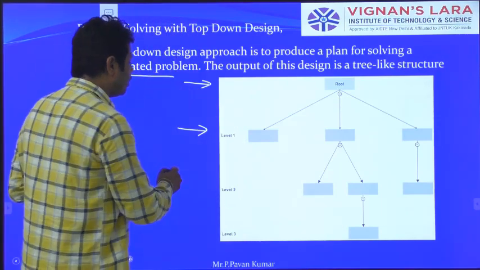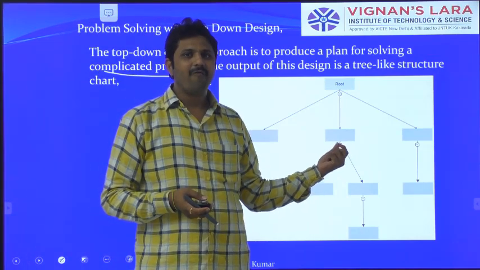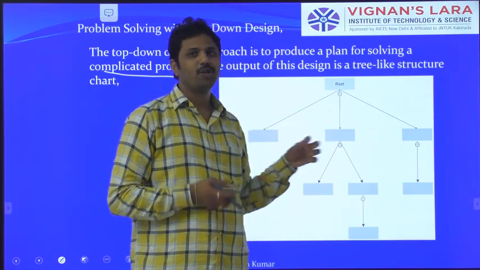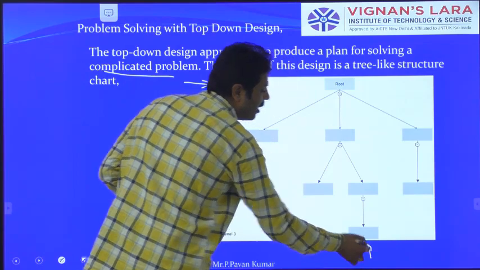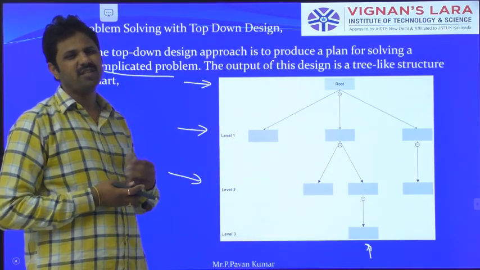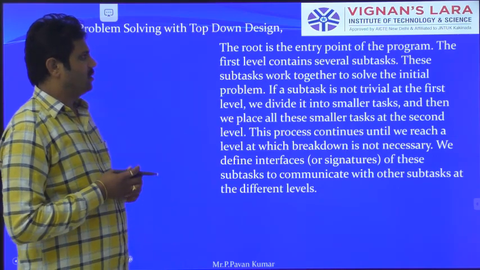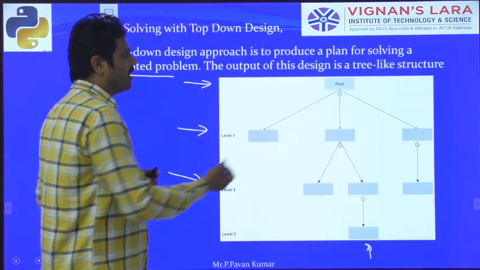And next, level 2 also splits the function into multiple parts. Again you combine them and get the final solution. This is nothing but a top-down approach. So let us see. The root is an entry point. First of all, we are seeing the root.